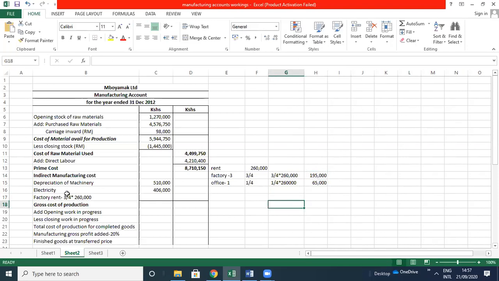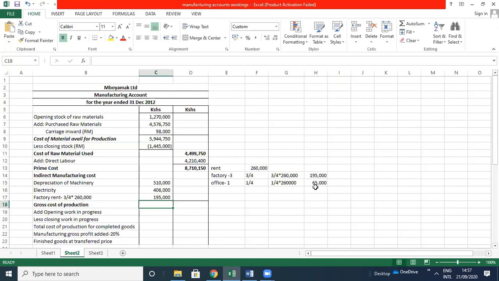Good. Therefore, here for the factory cost, that is the amount that we bring there, 195,000. Any other cost affecting the office, affecting the factory? Is there any other cost affecting the factory at this moment?